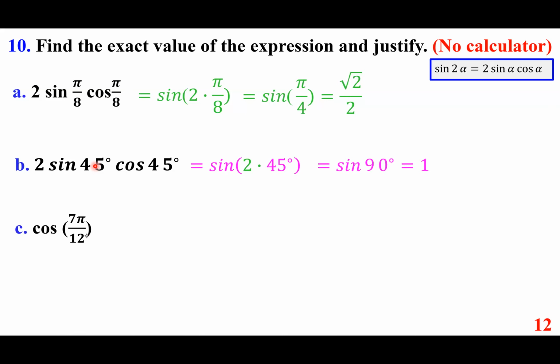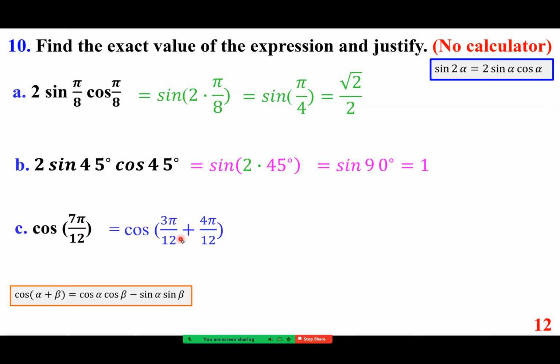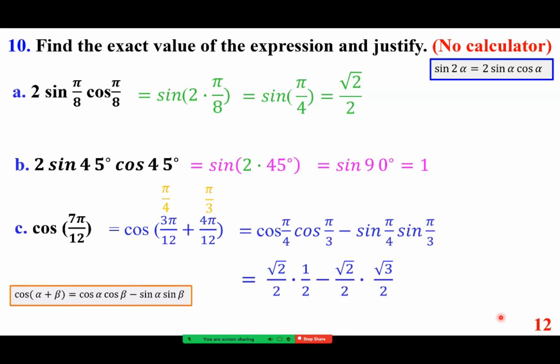Cosine of 7 pi over 12, you may notice, is the sum of 3 pi over 12, which is pi over 4, and 4 pi over 12. Now 3 pi over 12, pi over 4, 4 pi over 12, pi over 3. So those are both common arcs. So cosine of pi over 4, cosine of pi over 3, minus sine of pi over 4, sine of pi over 3. Square root of 2 over 2, 1 half. Square root of 2 over 2, square root of 3 halves. And all of them have the same denominator, 4. Square root of 2 times 1 is square root of 2, minus square root of 6.